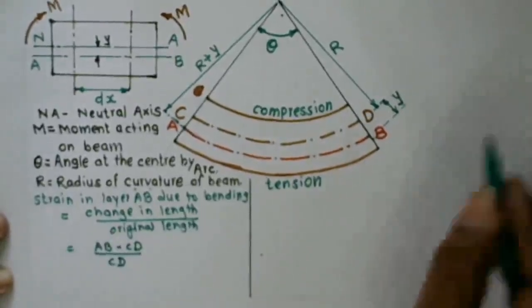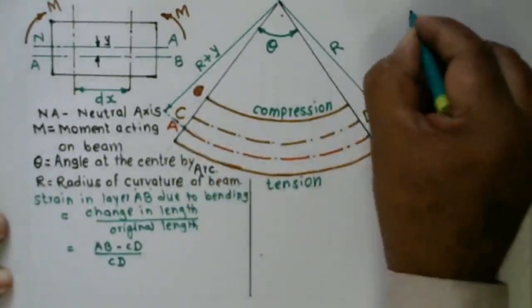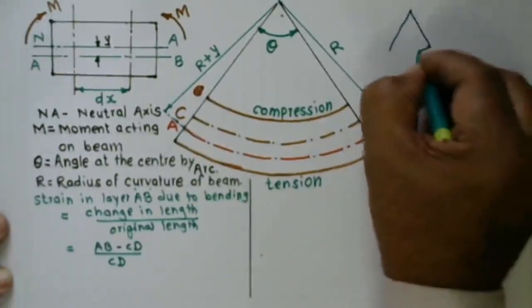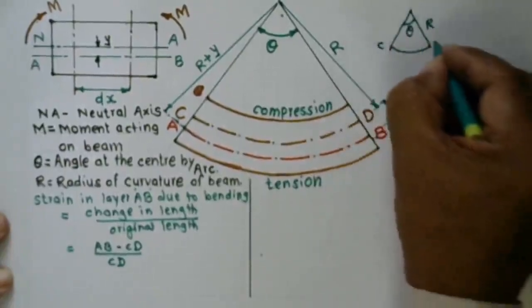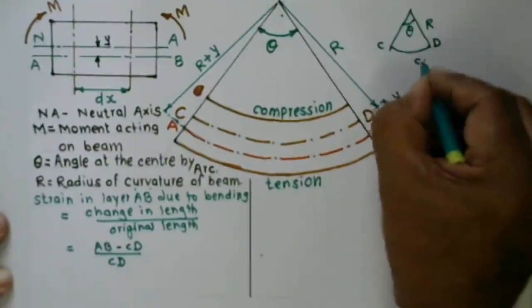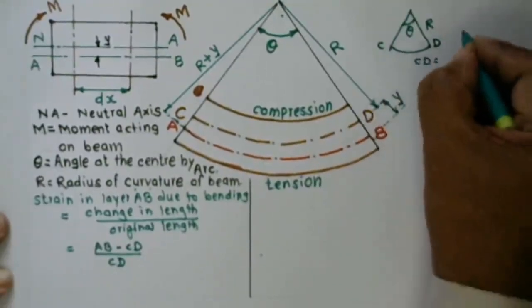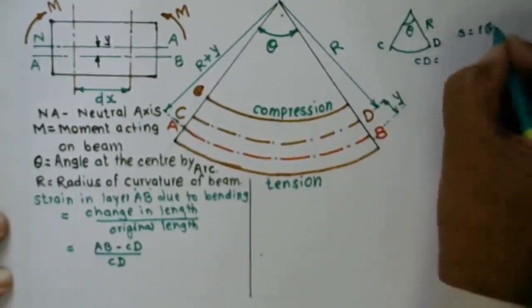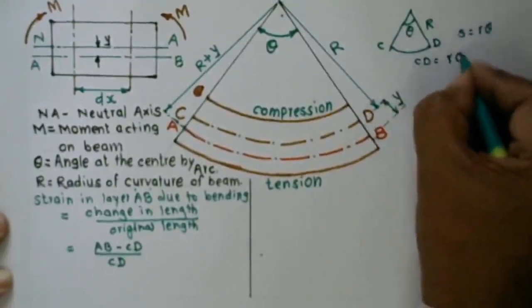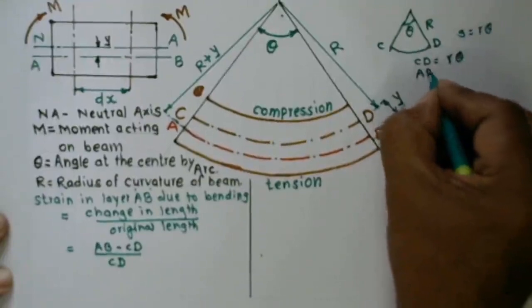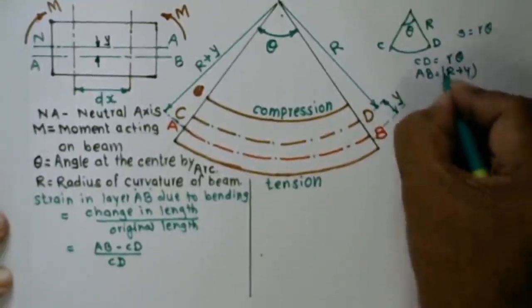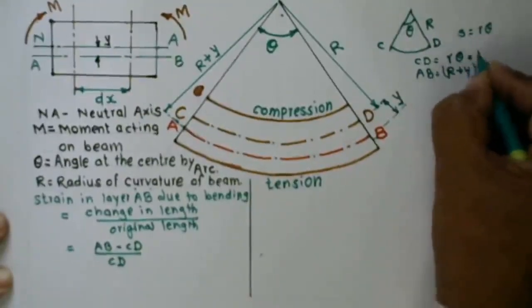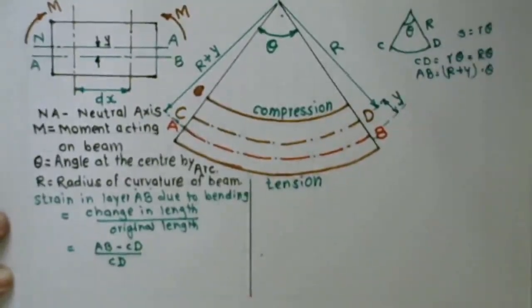If we see the length of the sector, this sector is L, which we may say is theta R, that is CD. So the length of CD we may calculate. CD is equal to our basic equation, S is equal to R theta. So CD is equal to R into theta, whereas AB is equal to, the radius for AB being R plus y, into theta. That is our basic equation from that side.